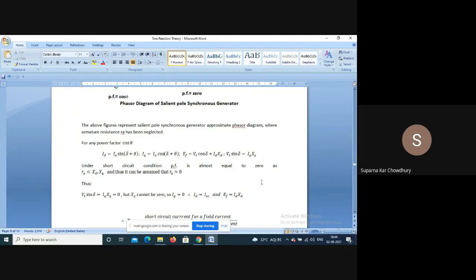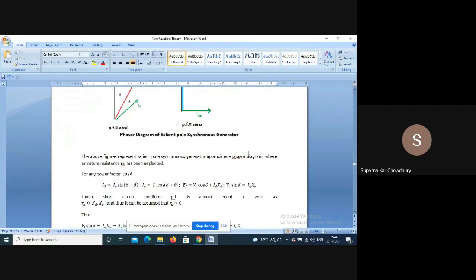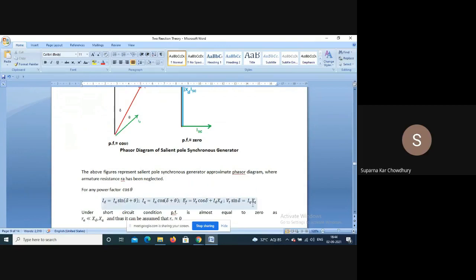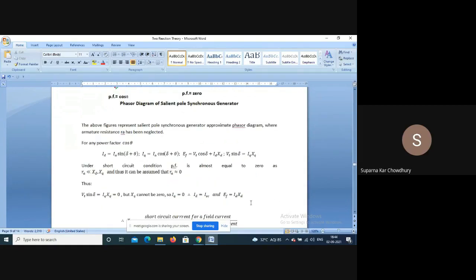If we neglect Ra, then one thing from these equations, you see that under short circuit Vt is 0. So Vt sin delta is 0. So Iq Xq is 0. Now, Xq is a parameter of the machine. Xq cannot be 0. So Iq should be 0. So under short circuit condition, Iq is 0. So we have only Id. So I short circuit is equal to Id.